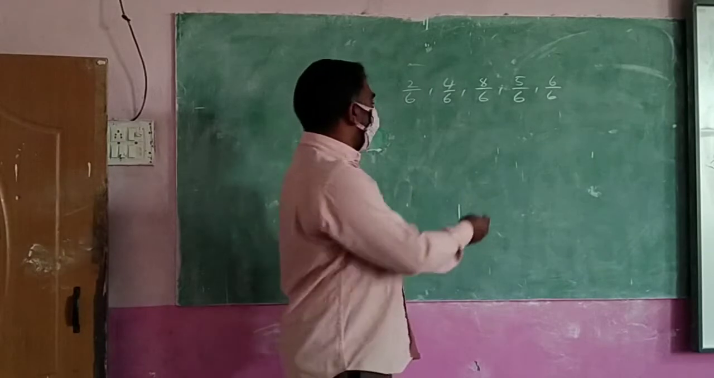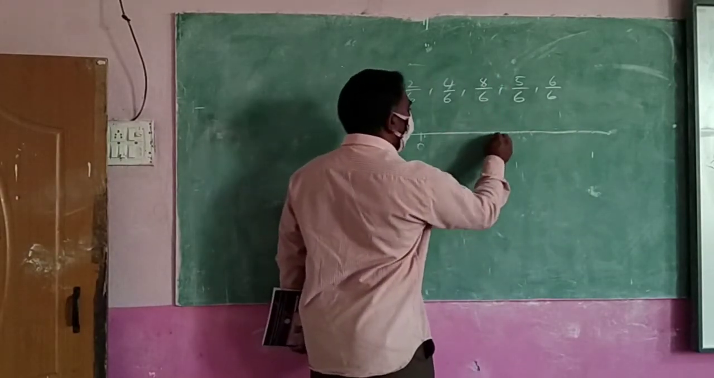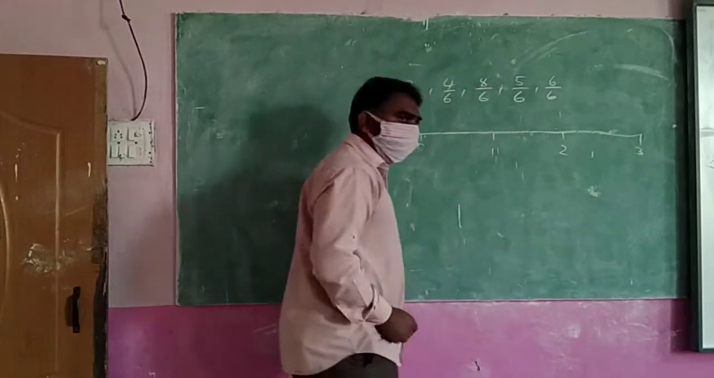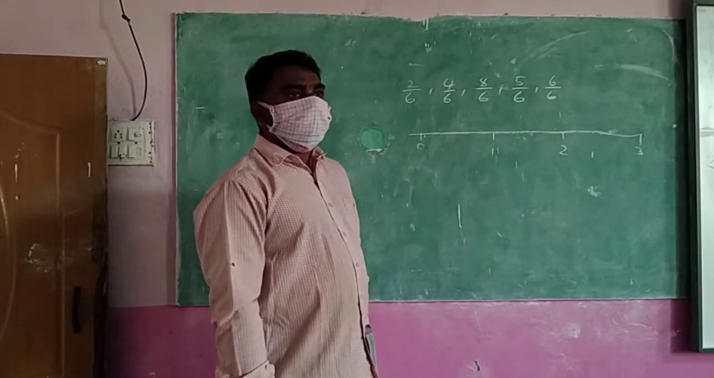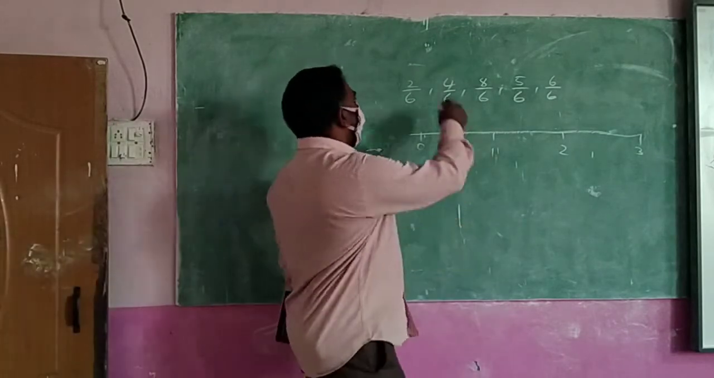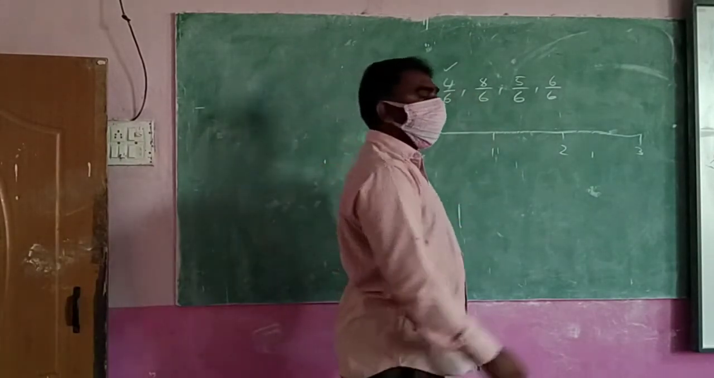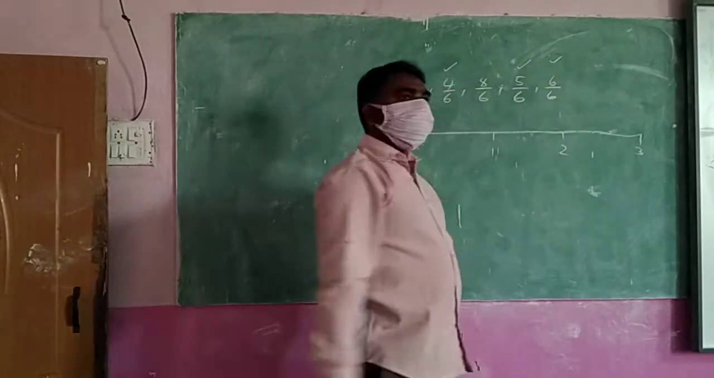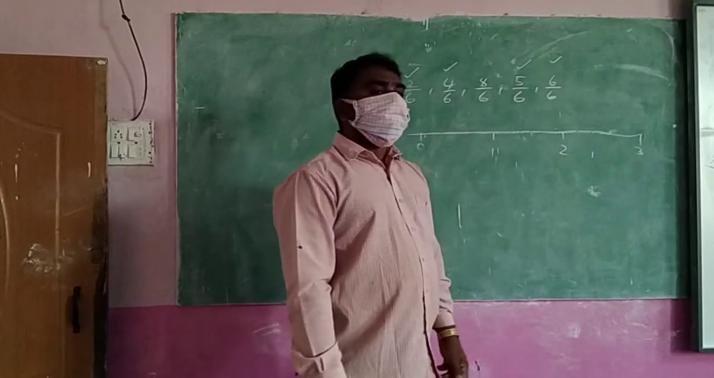So first of all we are going to take 0, 1, 2, 3. That is the number line. Now proper fractions are in between 0 and 1 only, no? Yes. Which are the proper fractions here? Can you tell me? 2 by 6, 4 by 6, 5 by 6, 6 by 6. So these are there. You know that 6 by 6 is called 1, no? Yes.